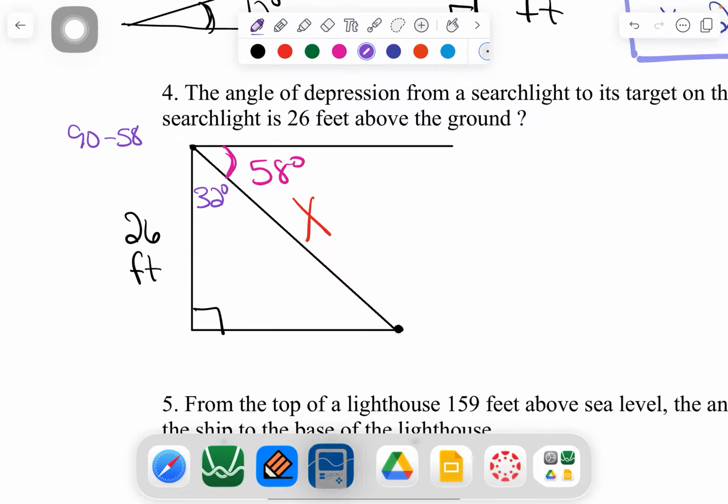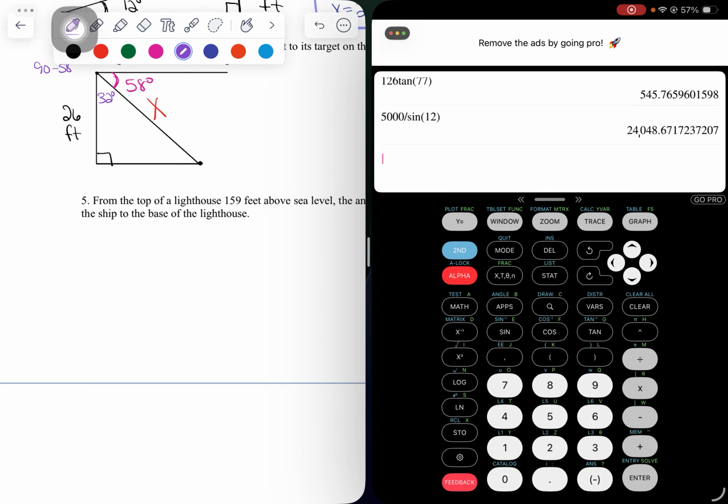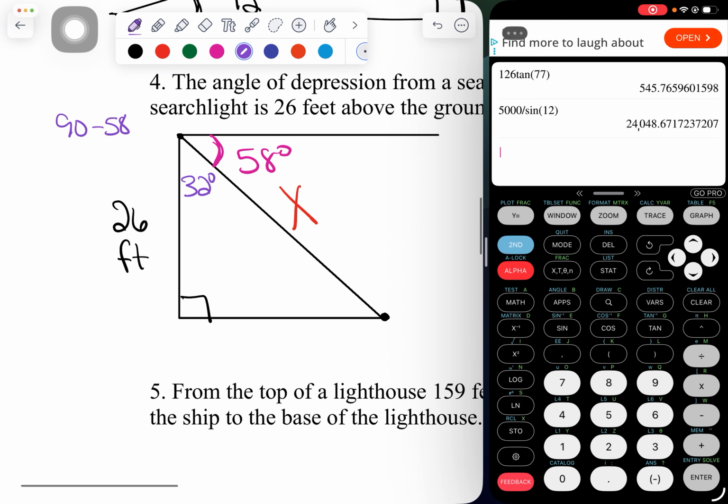Okay, now I am going to pop the calculator up and just leave it off to the side here. I want to double check that math before I go too far and all of a sudden I get it wrong. What on earth did I just hit? Let's try that again. 90 minus 58. Yes, it is 32 degrees.